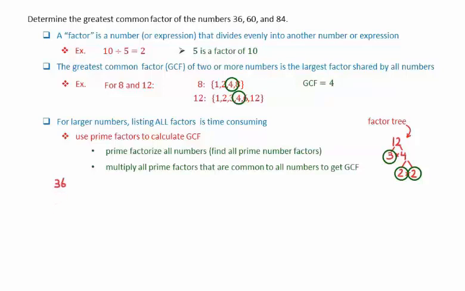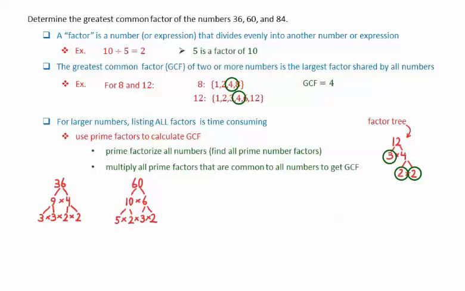In our question, our first number is 36. 36 can be written as 9 times 4. The 9 can be written then as 3 times 3, and the 4 as 2 times 2. For 60, we can write it as 10 times 6. We can then break up the 10 to 5 times 2, and the 6 to 3 times 2.